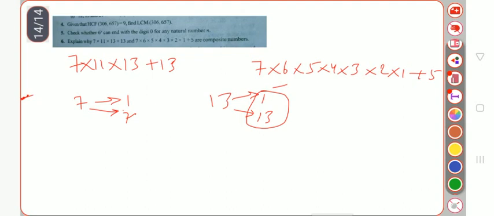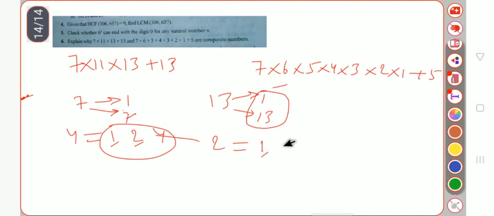So for a composite number there should be at least 3 factors, meaning more than 2 factors. This is the definition of a composite number. The smallest composite number is 4, because it has 1, 2 and 4 as factors. 2 is not a composite number because it has only 1 and 2 as factors. 3 is not a composite number because it has only 1 and 3 as factors.